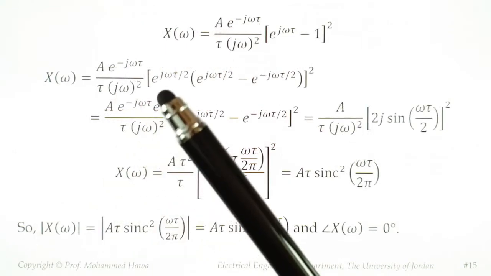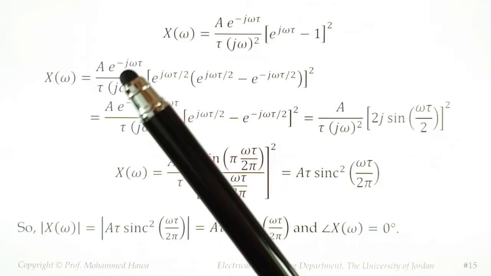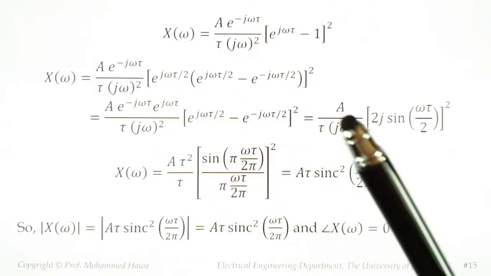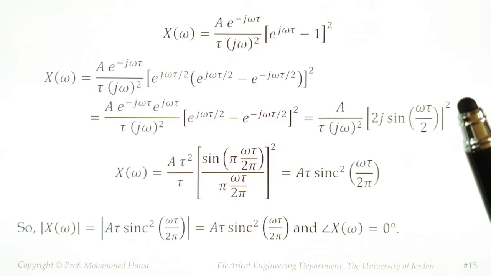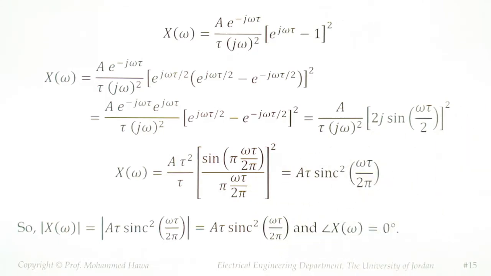After that, take e to the j omega tau over 2 as a common factor, which will cancel out with this term, but this here reminds you of sine that is squared. Now rearrange a few terms, and you're going to get sinc squared, which is the right answer. Please remember that sinc squared is always positive, so the magnitude of X of omega is the absolute value of a tau sinc squared omega tau over 2 pi, which is equal to a tau sinc squared omega tau over 2 pi, and the phase of X of omega is always 0 because X of omega is always a positive real number.